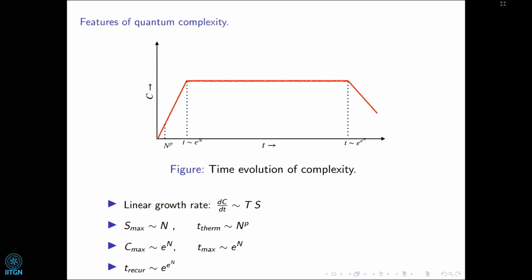Whereas entropy hits its maximum here, the complexity still keeps on increasing until it hits the maximum at time t equal to exponential in the number of degrees of freedom, where its value is also exponential in the number of degrees of freedom. Then it stays there for a very long time as the system evolves, because there are a lot of states which are exponentially complex. Then after the Poincare recurrence time, which is double exponential in the degrees of freedom, the system comes back to the initial state.